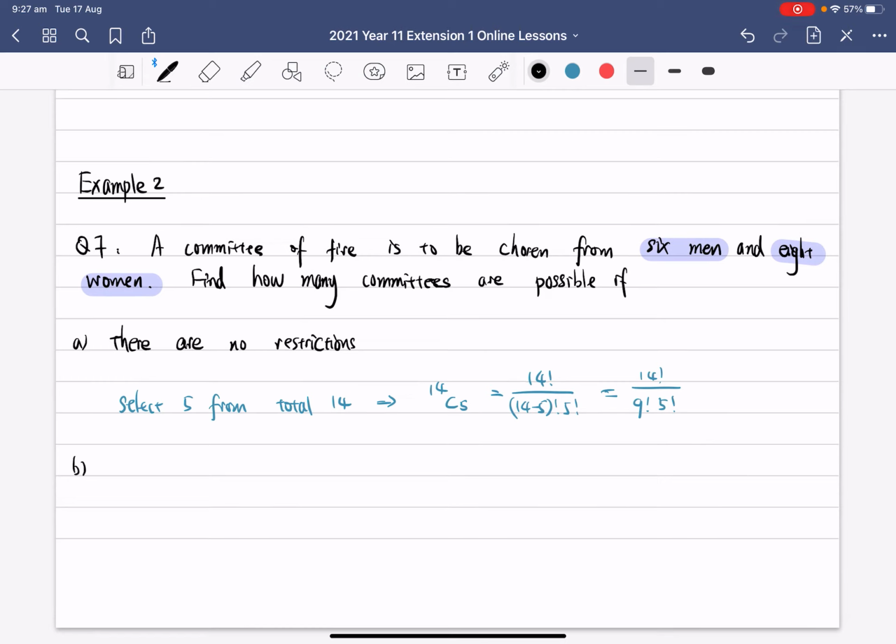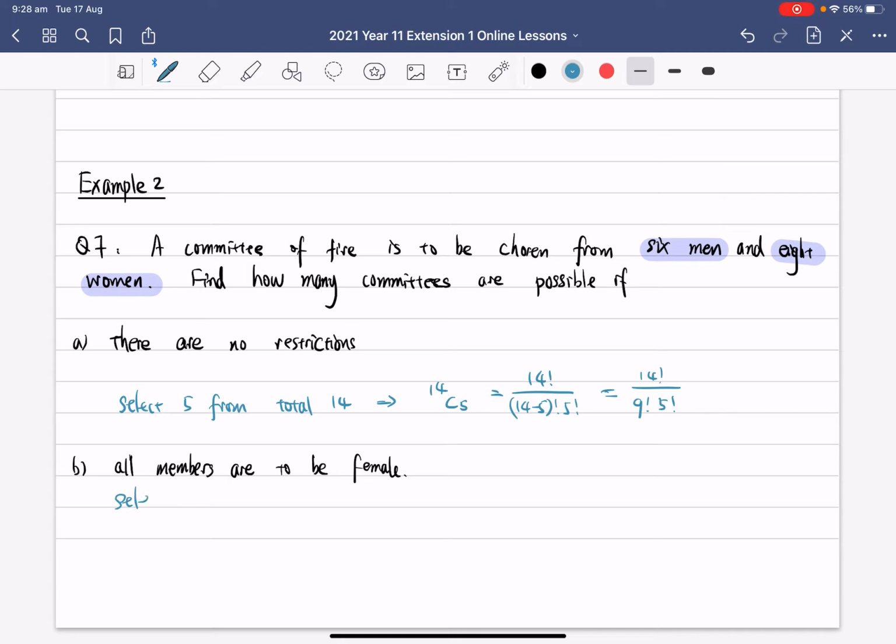Now let's look at if we have some restrictions. If the question says all members are to be female, so all of those 5 members have to be females, how do we do that? In total, we still need to select 5. However, they all have to be female, which means we can't select from the group of men. We have to select from the group of women. So in this case, we're only selecting 5 from 8 women.